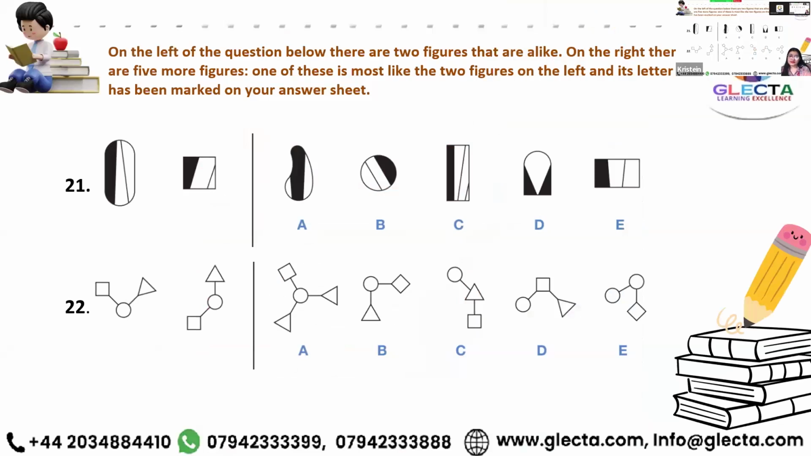Next type of question that we have is similar shapes. Basically, they will give you the shapes on the left, two or three or four or five shapes. Any number of shapes can be there, which have some similarities. You have to figure out how they are similar. And then you have to find the most similar shape from the options. The most similar or the most like, right?